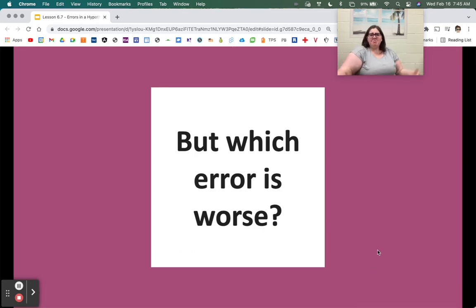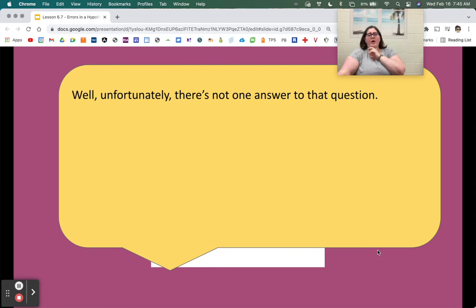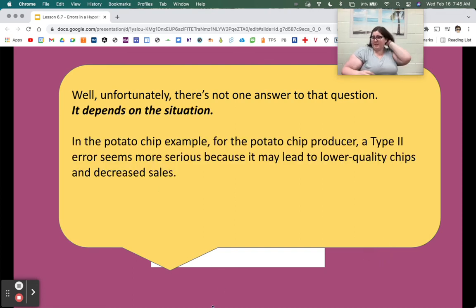Which error is worse? So in our potato chip example, there's not necessarily going to be one answer to that question because it depends on the situation. So in our potato chip example, a type 2 error may be worse for the potato chip producer because it may lead to lower quality chips. So if they say, oh, these potatoes are probably fine, based on the evidence from my sample, I think these potatoes are fine, so I will accept the shipment and use them to make potato chips. But in reality, they weren't fine. More than 8% were blemished, and now I have not very good potatoes to make potato chips from. So that might lead to lower quality chips, decreased sales, they're losing money.